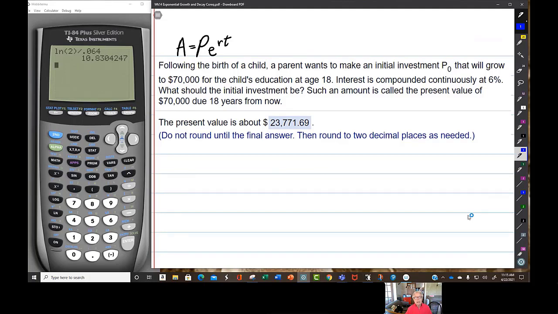Okay, now here is a problem like the Melissa problem. Remember, Melissa got a CD on her sixth birthday. Well, this is happening at the birth of a child. Following the birth of a child, a parent wants to make an initial investment, P0, that will grow to $70,000 for the child's education at 18. Interest is compounded continuously at 6%. What should the initial investment be? Such an amount is called the present value. Business majors, take notice. Present value of $70,000 due 18 years from now.